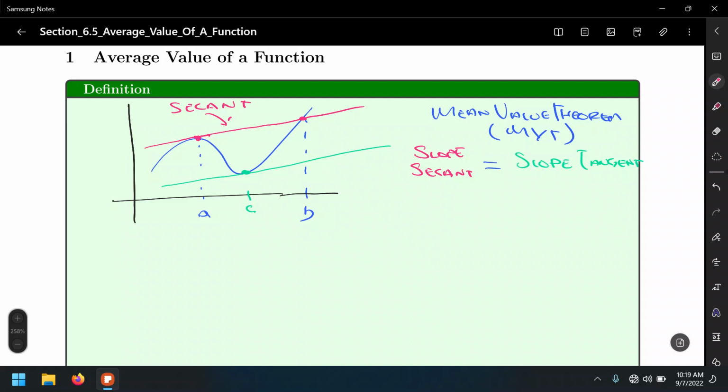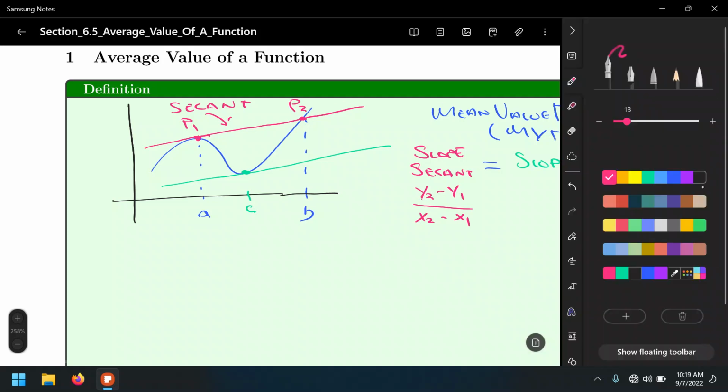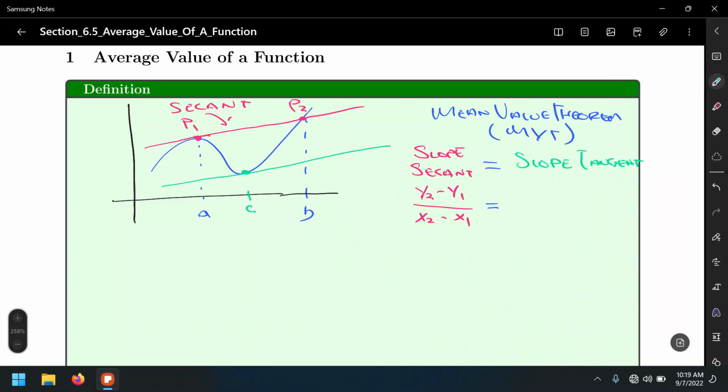That's y2 minus y1 over x2 minus x1. Let's call this p1, which is x1, y1, and let's call this p2, which is x2, y2. That should be equal to the slope of a tangent line. How do we find the slope of the tangent line? Do we still use the rise over run formula? How do we do that then? We're using the derivative, right?